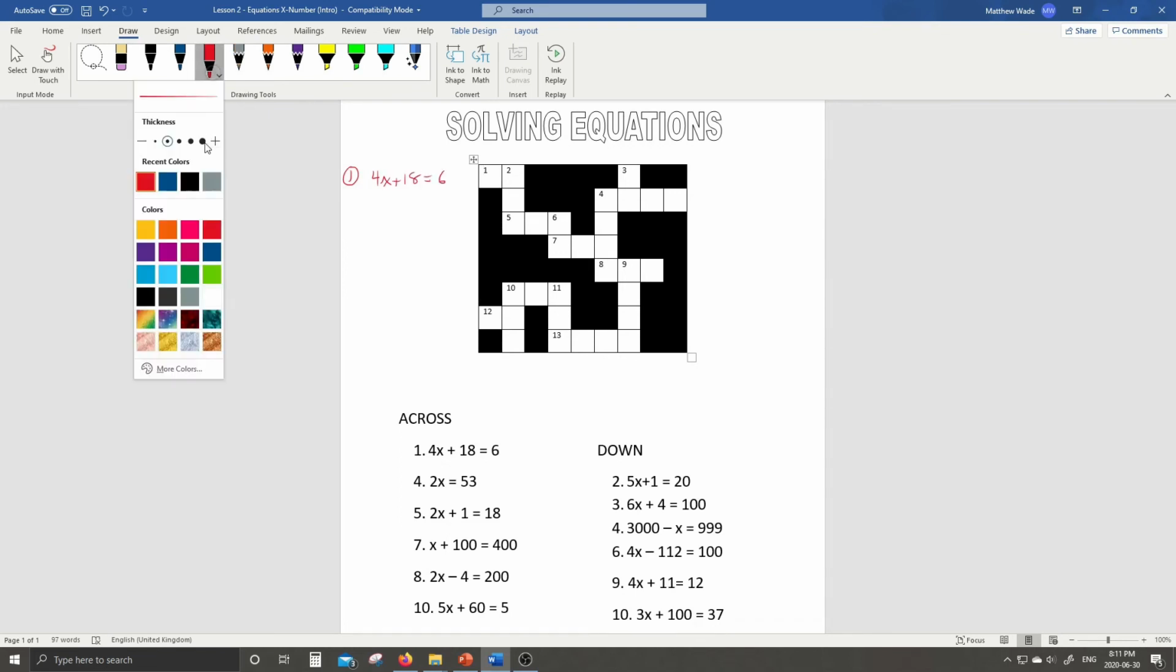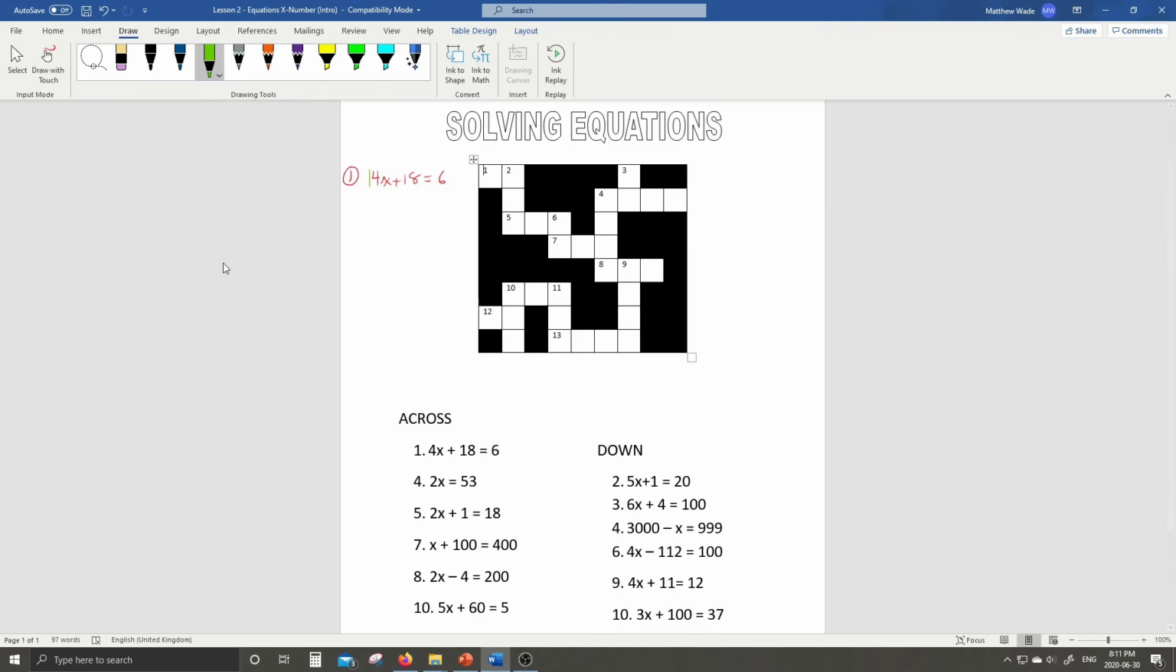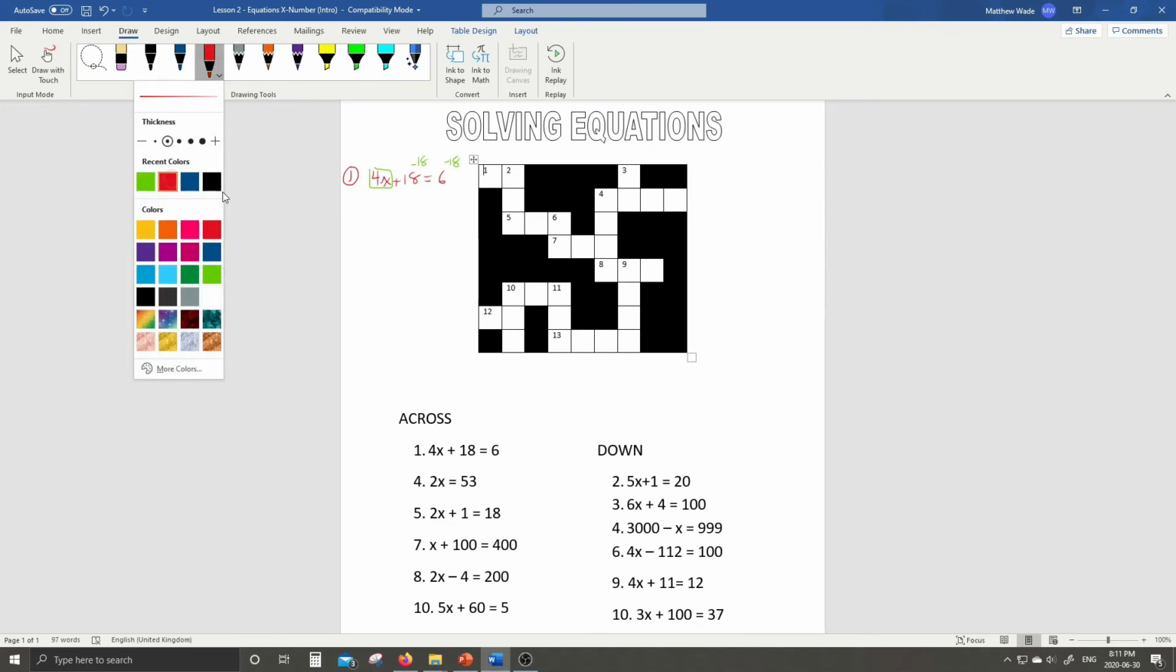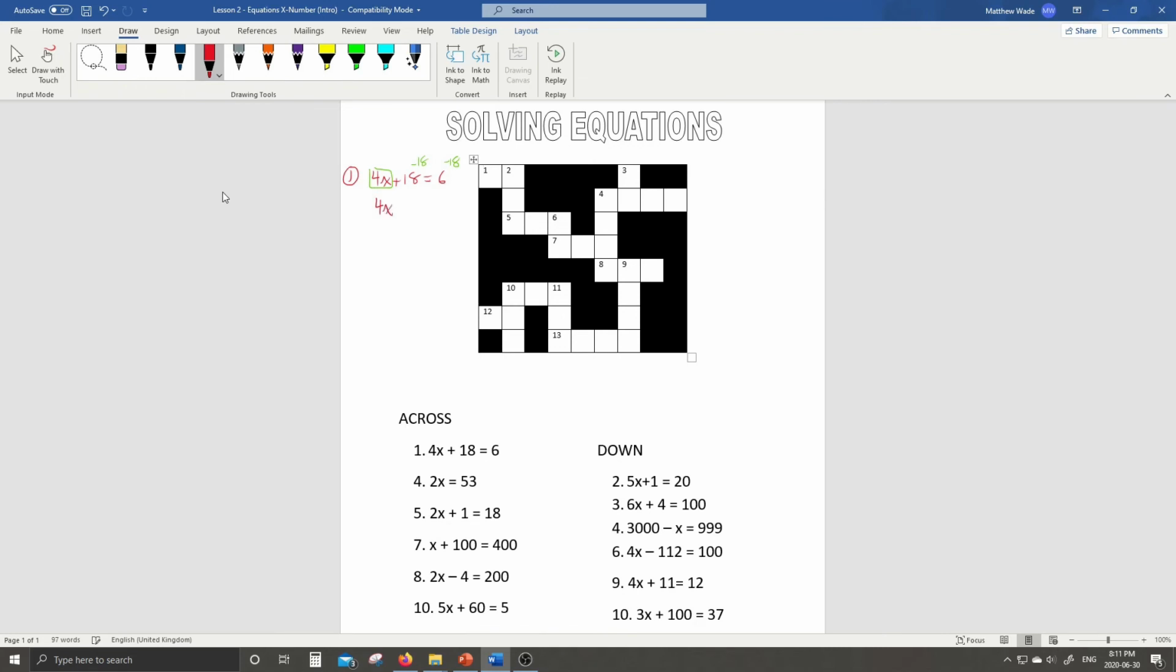Step 2, lovelies, is do the balance method. There's the x right there. There's a 4 touching it. So they're together. We're going to keep them together. There's a plus 18. Get rid of it. Minus 18, minus 18. And oh no, I've got a tricky one now. What are you left with on this side? Well, just the 4x. What are you left with on this side? It's 6 take away 18, which is actually going to be negative 12.